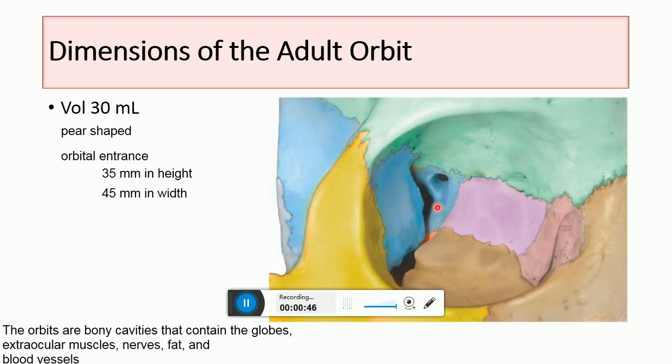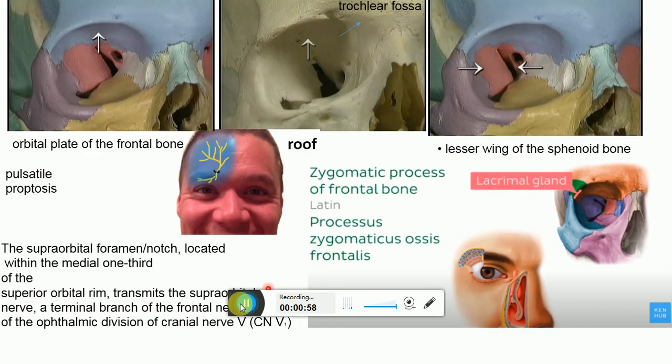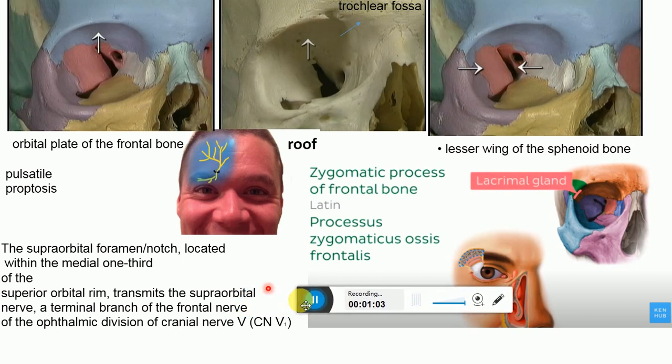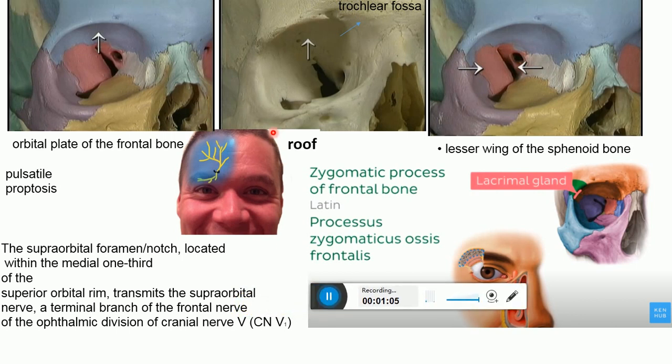The orbit is a bony cavity. It contains the globe, extraocular muscles, nerves, fat, and blood vessels. The orbit has a roof, lateral wall, floor, and medial wall.